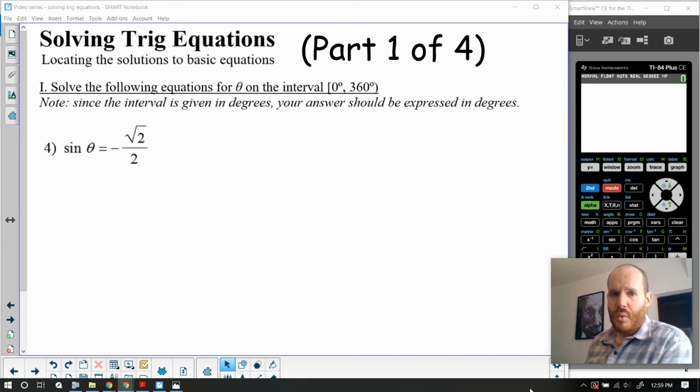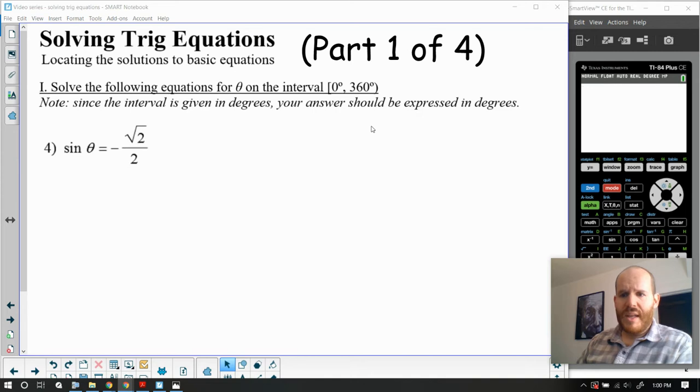Guys, so this is video part 1 in a series of 4 about how to locate the solutions to basic trig equations. We're going to jump right in with our first equation, which says sine of theta is equal to negative the square root of 2 over 2. Now first, I'm going to notice that I'm only solving this in a single rotation around the unit circle, so between 0 and 360 degrees.